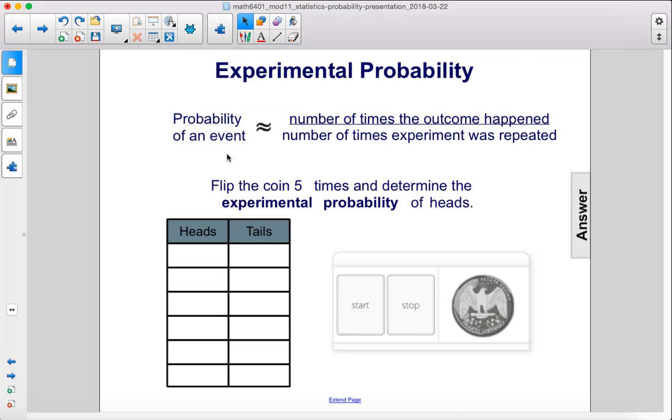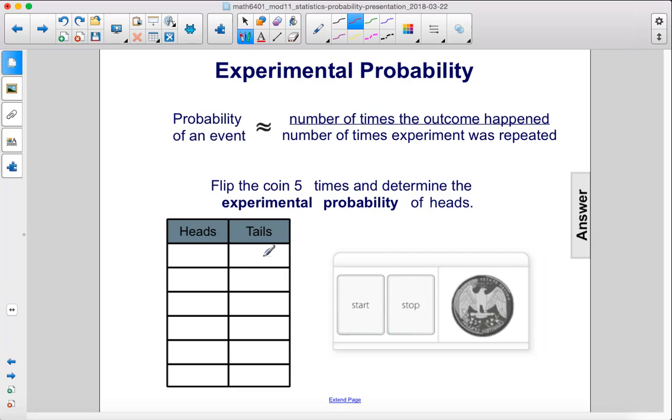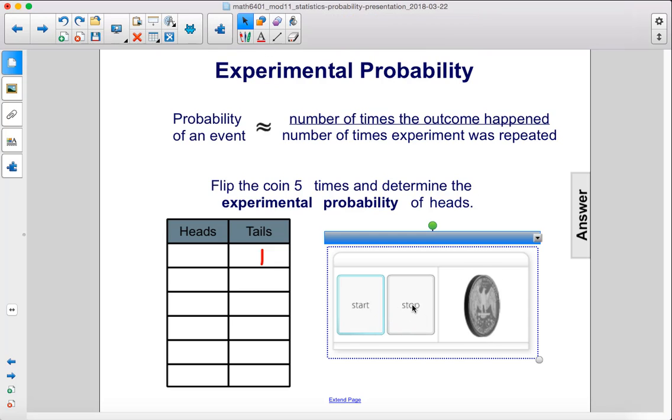The probability of an event is the number of times the outcome happened over the number of times the experiment was repeated. So let's flip this coin 5 times and determine the experimental probability of heads. So flip it and we get tails.